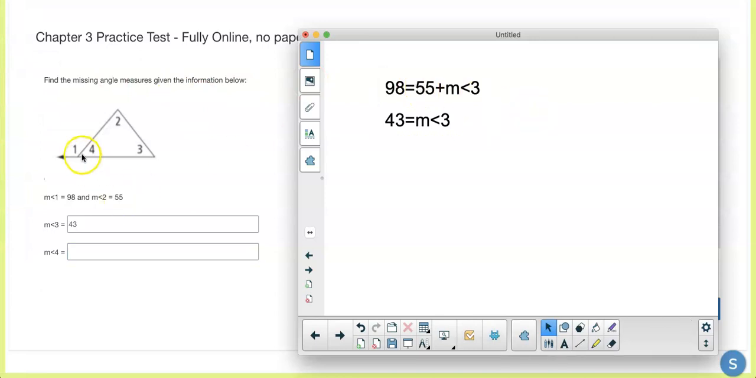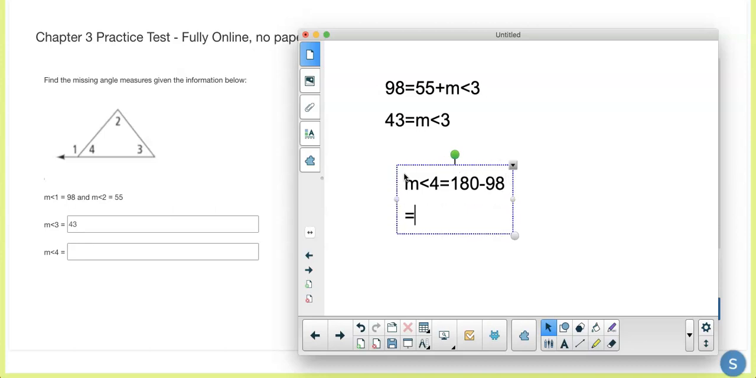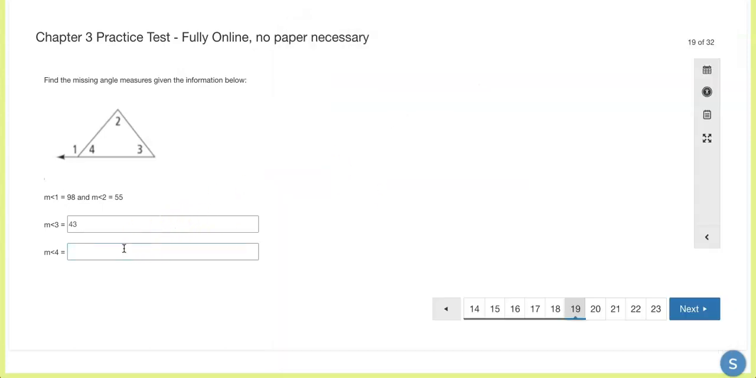Then angle 4, since I know 2 and 3 now, then I know that these 2 plus 4 have to make 180, so I could do something there. I still think it's easiest, if I know what 1 is, to subtract angle 4 from 180. So angle 4 is equal to 180 minus what I know that angle 1 is equal to. So 180 minus 98, that should be 82. So that would be this answer.